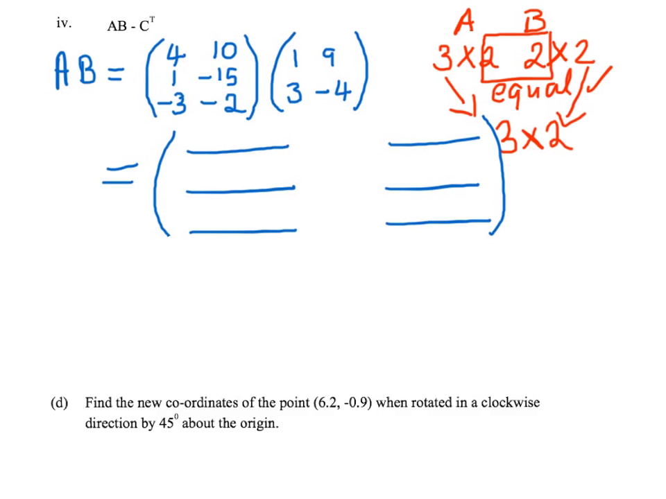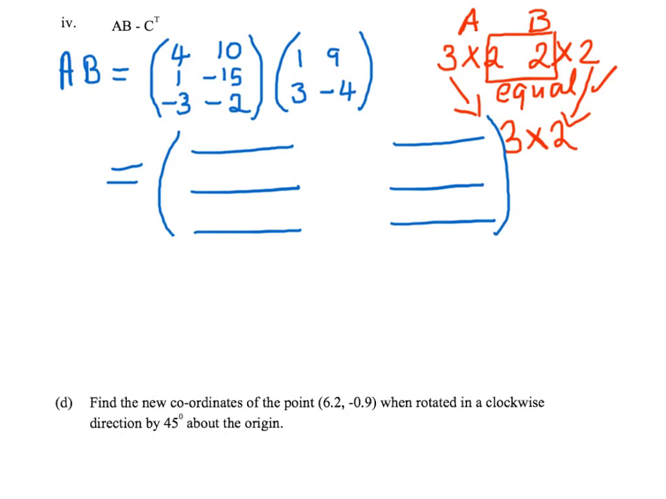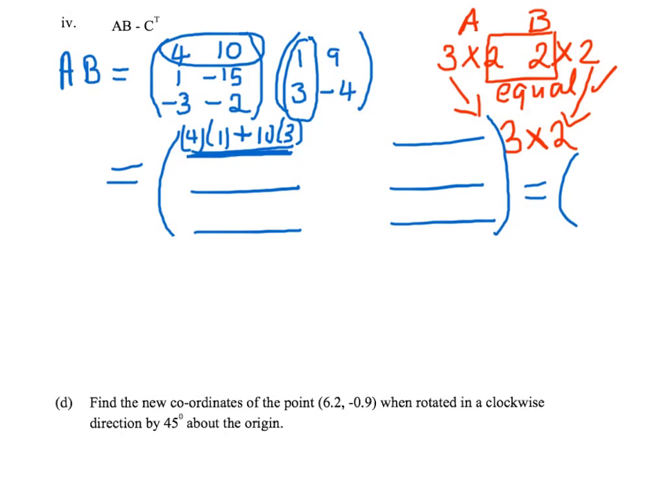This entry here, let me underline it again. It's in the first row, first column. So what I do is I take the first row of A and I multiply each of the individual entries by the corresponding entries in the first column of B, and I add them together. So what I get is 4 multiplied by 1 plus 10 multiplied by 3. And if I write the answer out here, the first entry in this matrix is going to be 30 plus 4, which is 34.